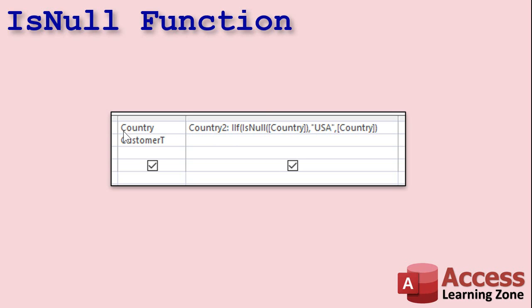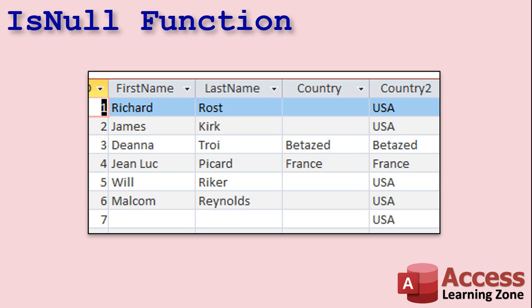So here's the actual country field out of the customer table, and I created a calculated field called country2, and it says if is null country, so if the country field is null, set country2 equal to USA in quotes, otherwise put the country field there. And here are the results. You can see, for example, these are blank and they get turned into USA. These have values, so if uses those, right?